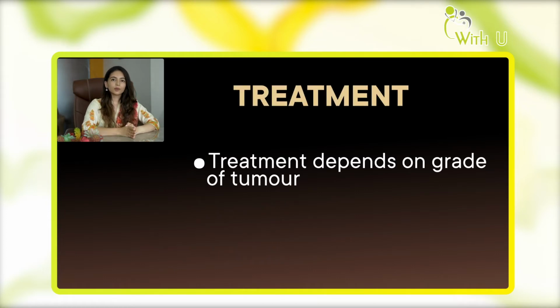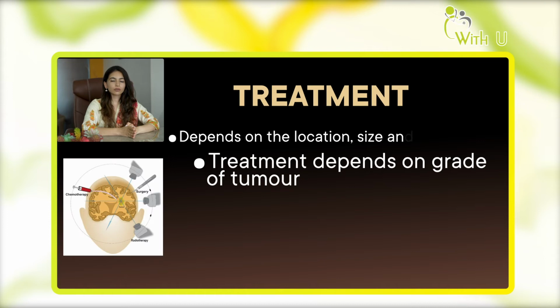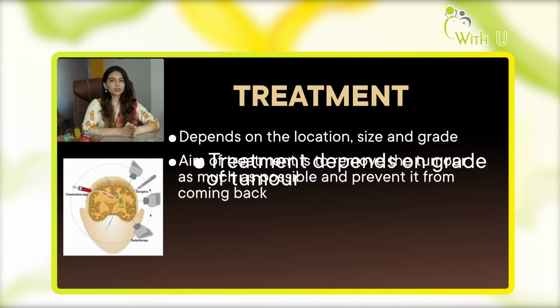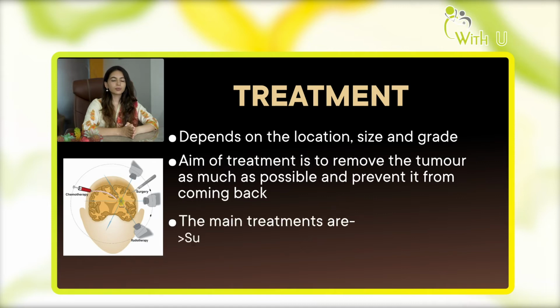The treatment of brain tumors depends on the location of the tumor, size, number of lesions, and the grades. The aim of treatment is to remove the tumor as much as possible with surgery and then prevent the recurrence with further therapies like radiotherapy and chemotherapy. So, it is a multimodality treatment, a combination of surgery, chemotherapy, and radiation therapy.